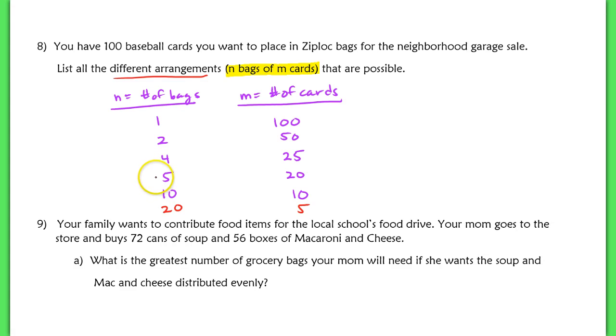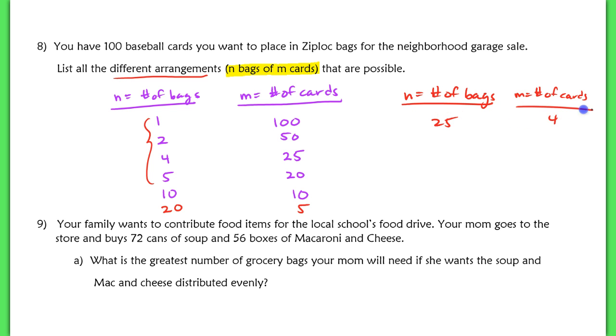So I'm actually going to repeat now this grouping here. Okay, so I'm going to have 20 bags of 5 cards, and I could also use, let me write this over here now too, because I'm kind of running out of room. So we still have a column for number of bags, and m is equal to the number of cards. And now I'm going to switch the numbers 25 and 4. So I have 25 bags with 4 cards each, 50 bags with 2 cards in each, and 100 bags with just 1 card in each of those bags.